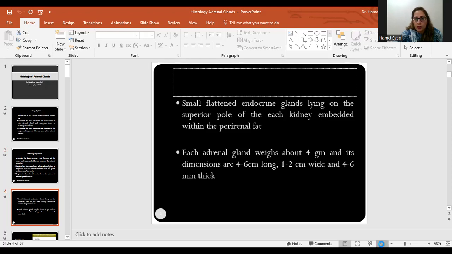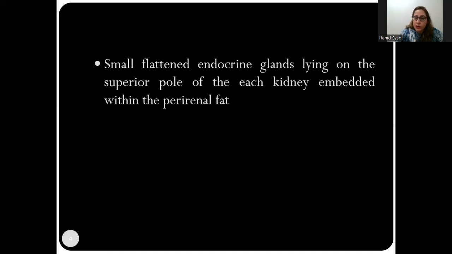Okay, so you all know that the adrenal gland, also known as the suprarenal gland, these are paired structures which are small flattened endocrine glands lying on the superior pole of each kidney and embedded within the perirenal fat. They are called endocrine glands because they release their secretory products into the bloodstream. And from there, the secretions travel to a distant target site and exert their action.